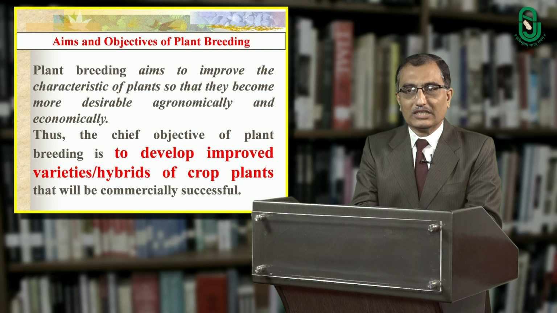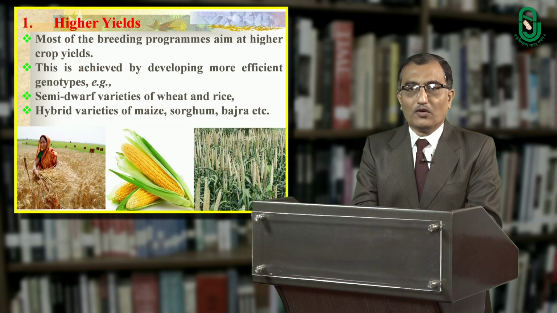Thus the main objective of plant breeding is to develop improved varieties or hybrids of the crop plant that will be commercially successful at a farmer's level. So the first and foremost objective of plant breeding is higher yield. Most breeding programs aim at higher crop yield, and the yield product or final product may depend upon the crops. This can be achieved by developing more efficient genotypes.